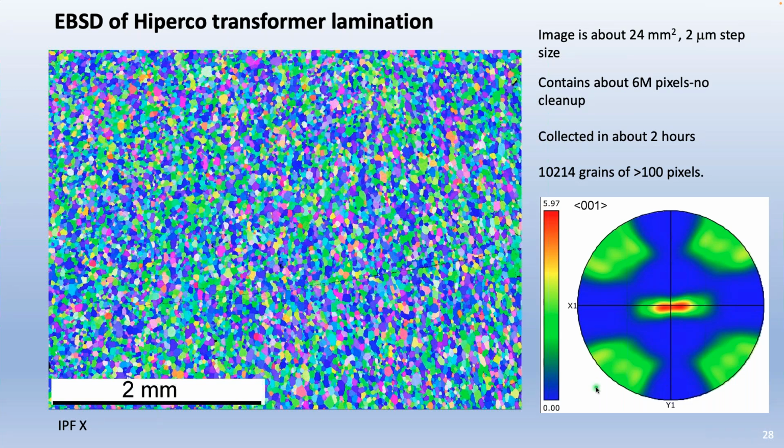And here we show the inverse pole figure map and the contoured pole figure for the 001 direction in the sample. And we see a nice texture developing, as we might expect from a nicely rolled body-centered cubic metal.